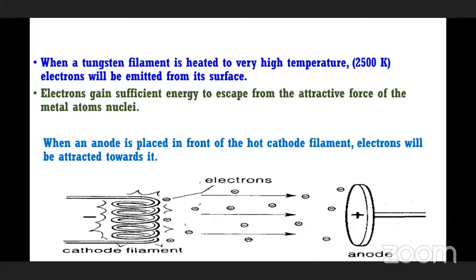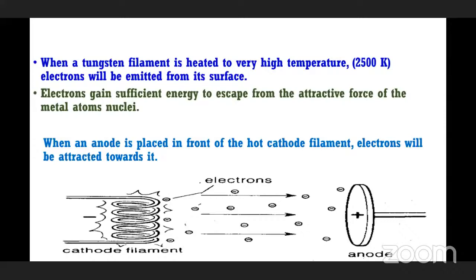When an anode is placed in front of the hot cathode filament, electrons will be attracted towards it. And remember, from the basic laws of electricity, electrons are negatively charged. Definitely, when you place an anode in front of the cathode, the electrons will be attracted by the positive electrode. So we move on to the next slide.